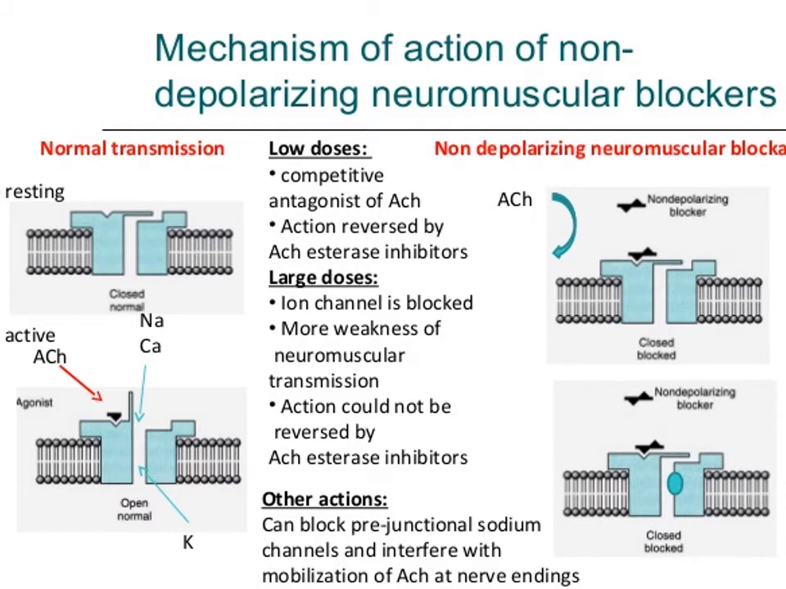Here is again an elaboration of the mechanism of non-depolarizing neuromuscular blockers. Here you can see normal transmission that is going on in your body. This is the receptor, and in this picture it is in the resting state. You can see the channel is closed, and it is normal. When an action potential comes through the nerve ending, acetylcholine is released. It is going to attach to its receptor. Then the channel will open and there will be inward entry of sodium and outward movement of potassium, so an action potential will be generated and your muscle will contract.